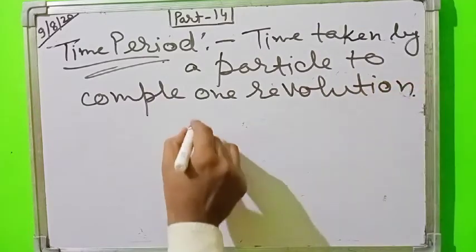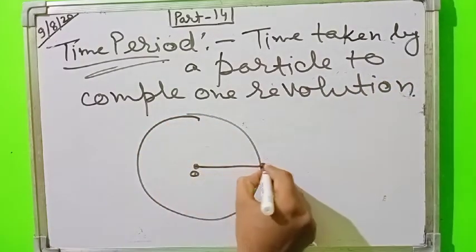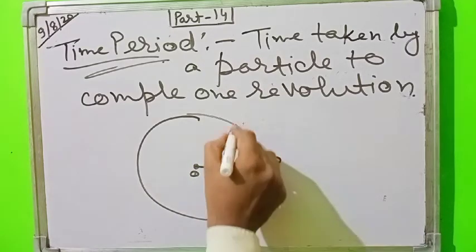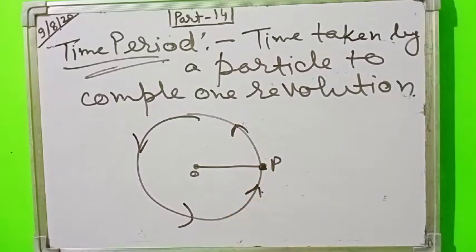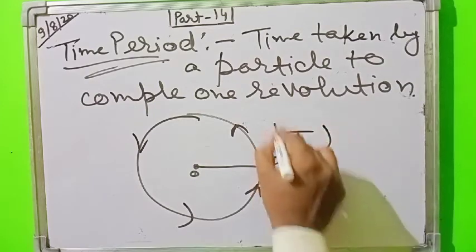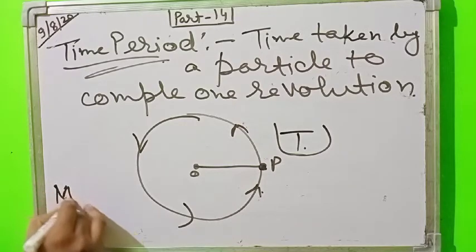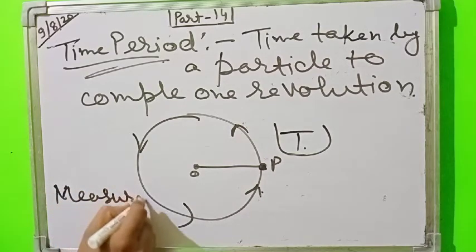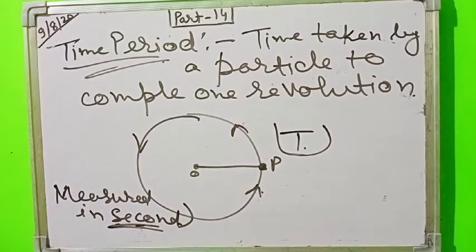It means that suppose this is the circular motion, this is point O and here is point P, and the object is traversing a circular motion. Whatever time the particle takes to reach point P again is called the time period T. This is the time period T, measured in second.